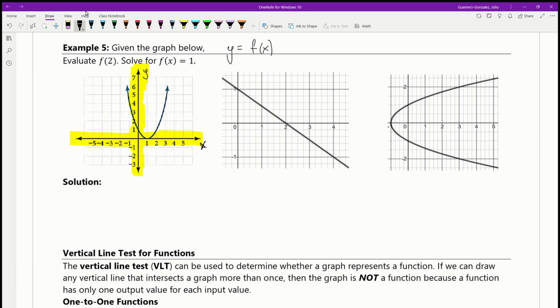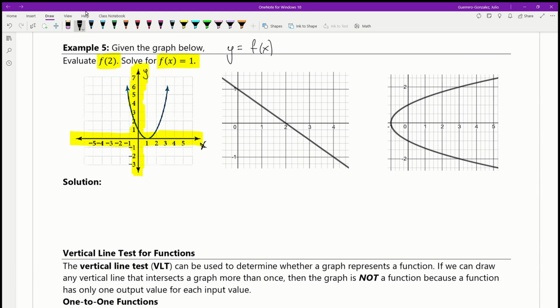So what I want to do here is look at both of these. For each one of these graphs, I want to find f of 2, and I want to solve for f of x is equal to 1. Notice I don't give you guys functions. I don't tell you what the equations are for these functions. We're just going to do them off the graph.